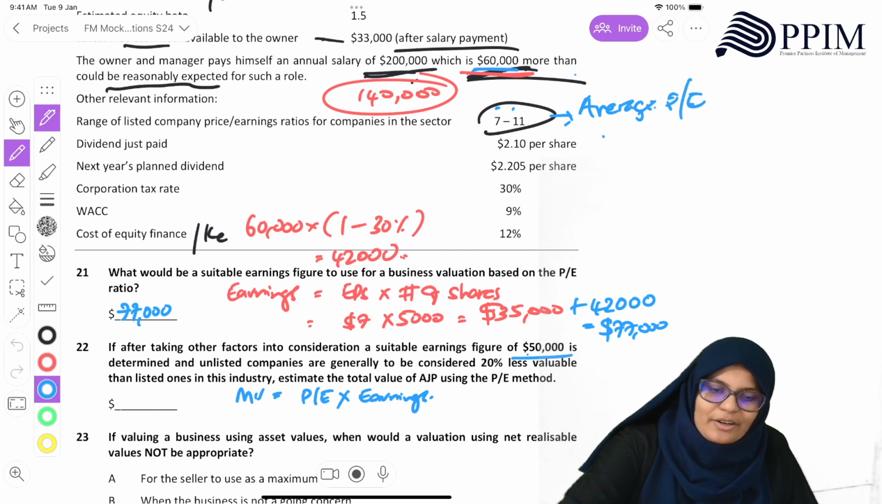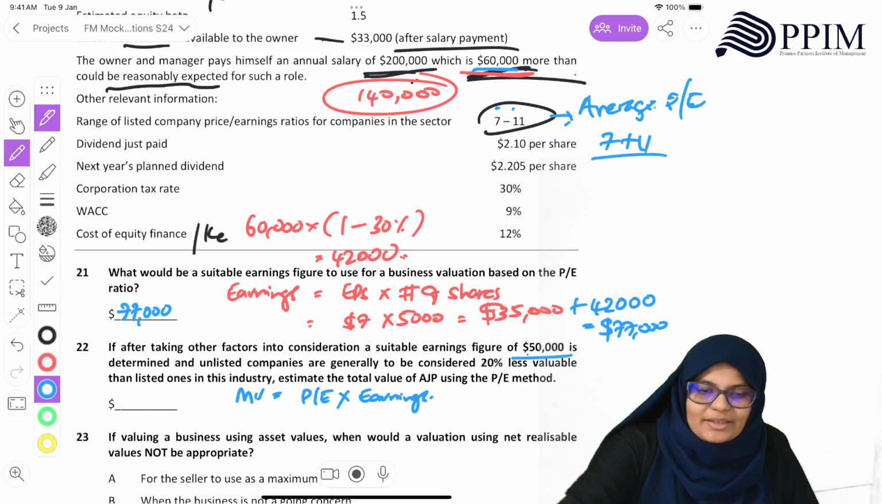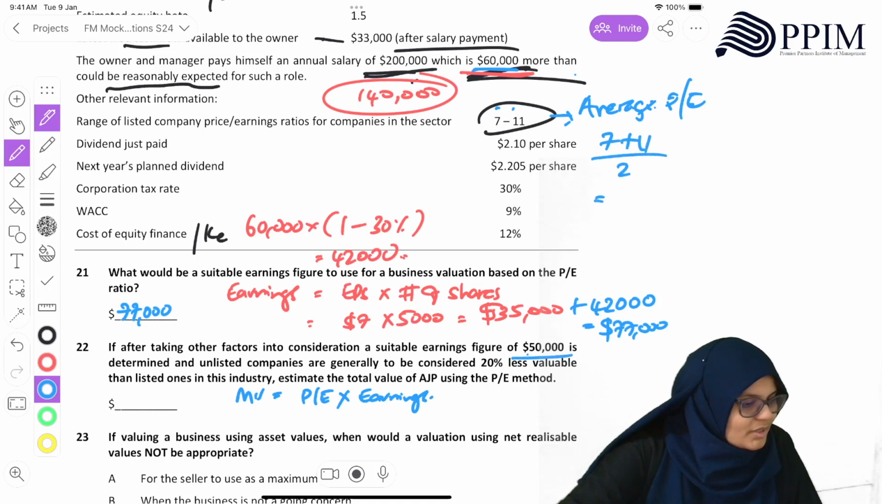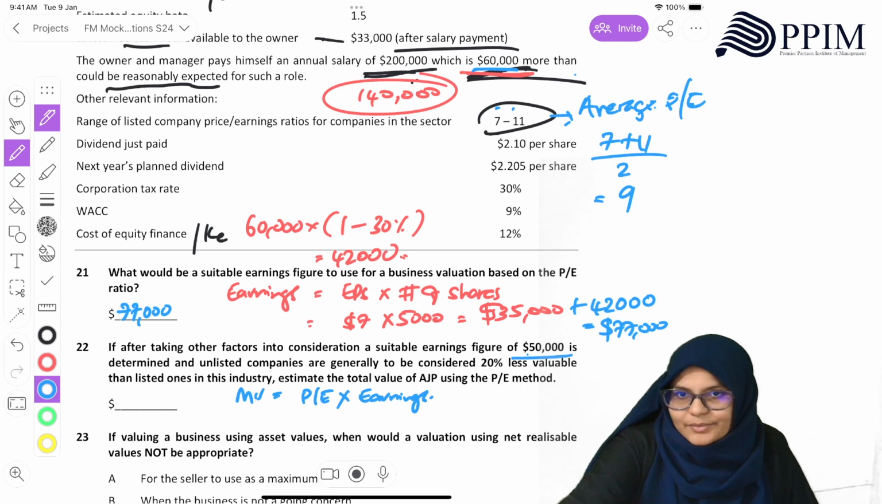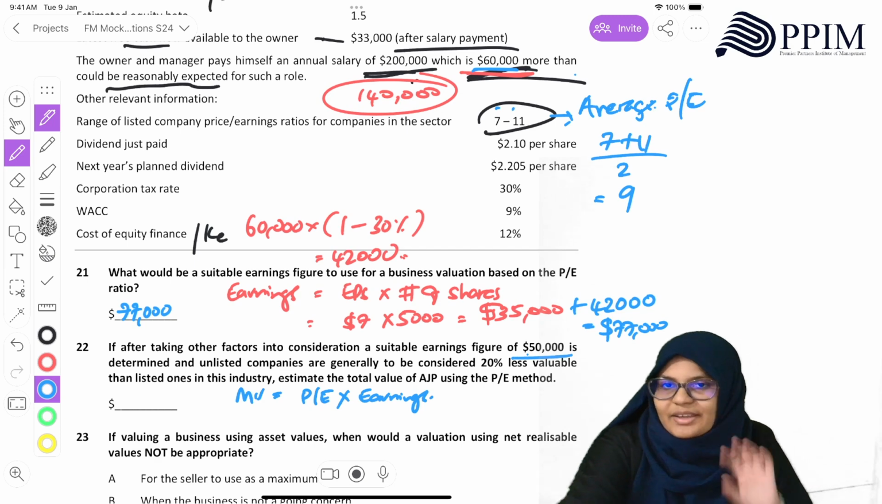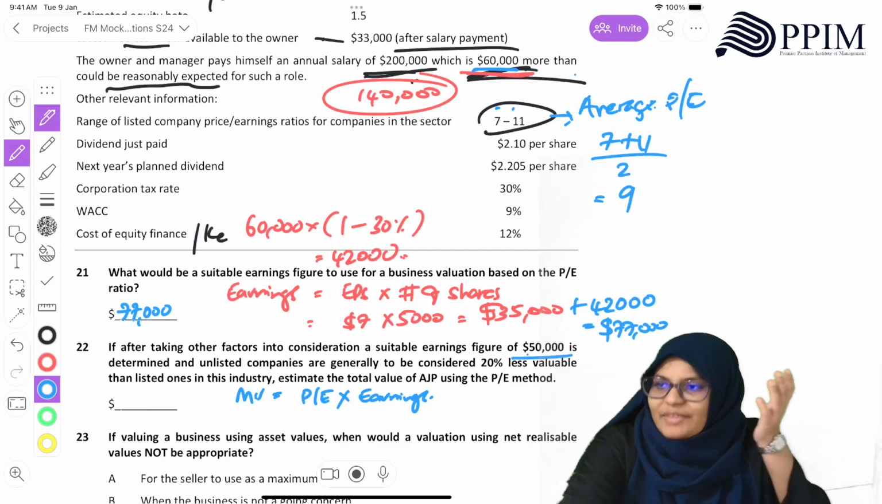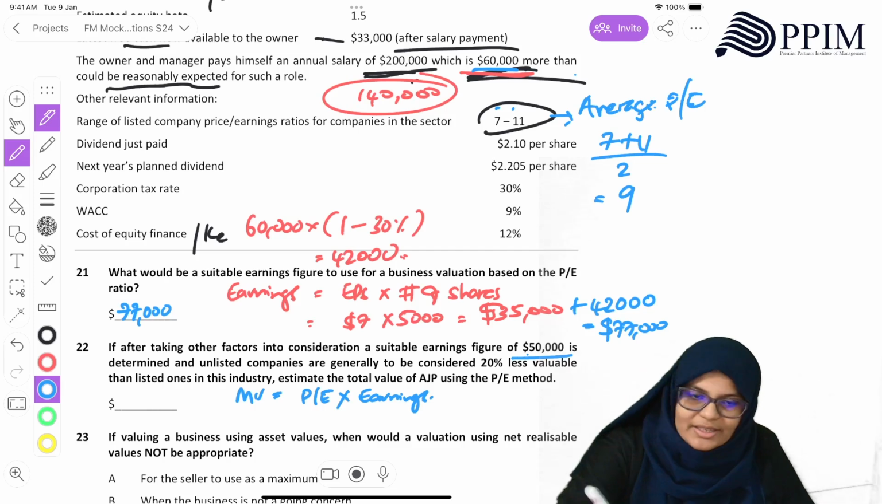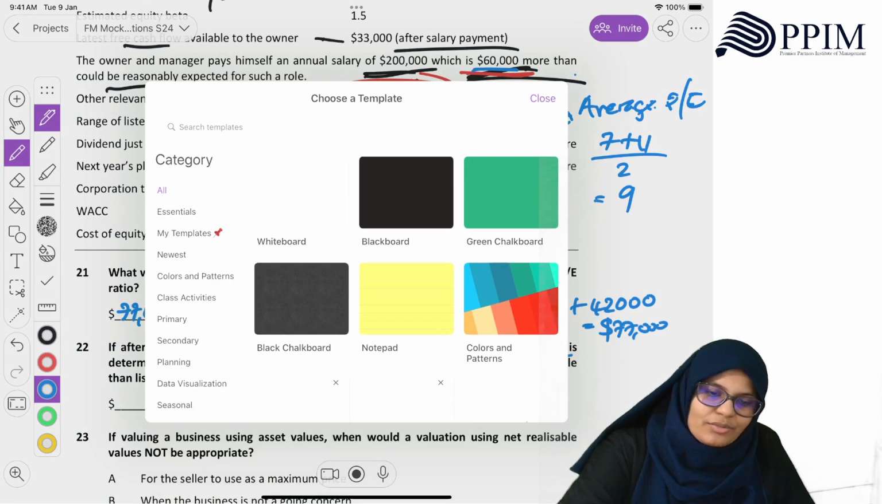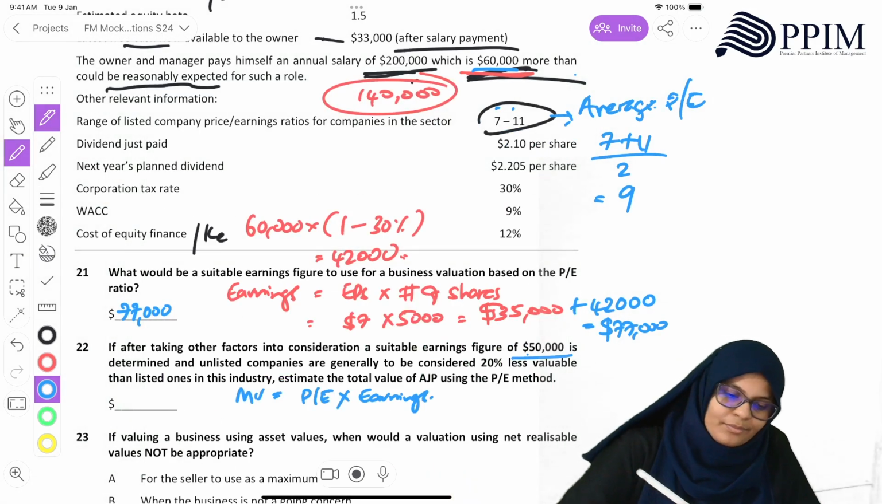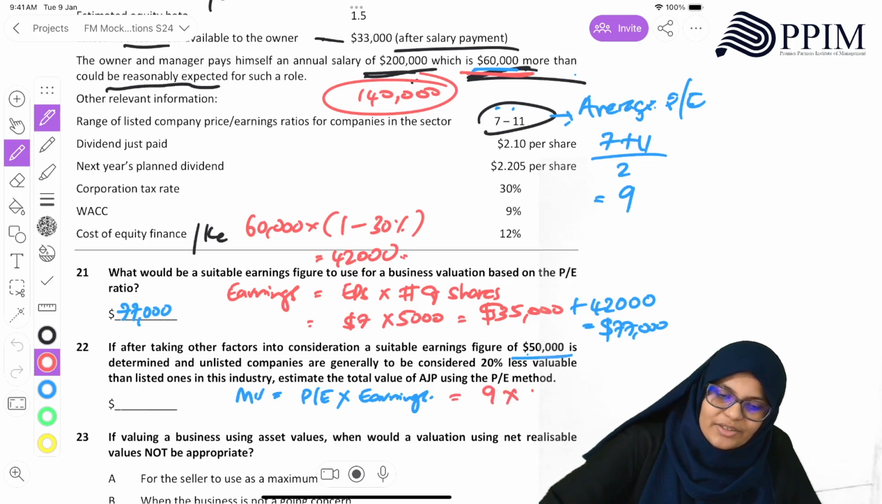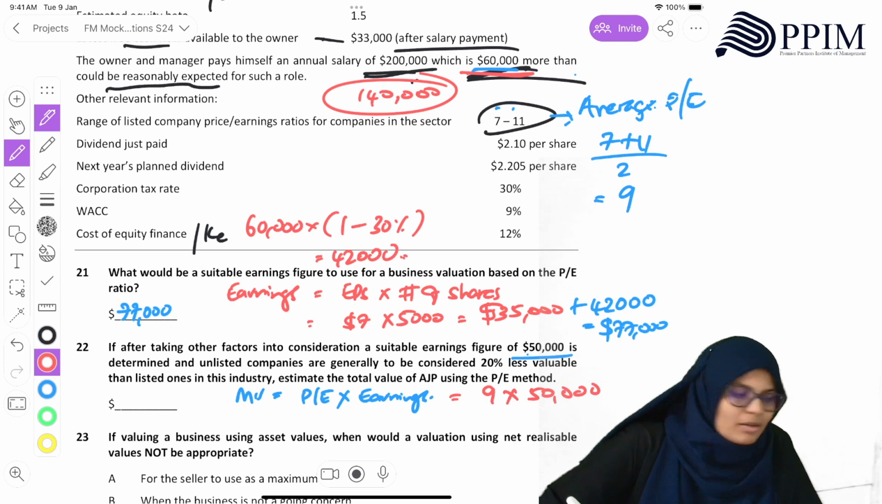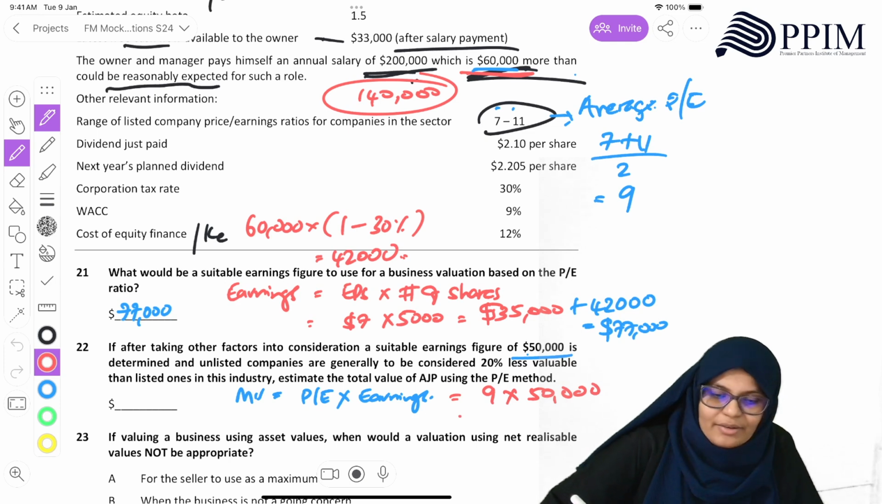Okay, so just a matter of taking 7 plus 11, dividing that by 2. So that will be 9. If they have given you 9 directly, use it. If they give you a range, then take the average, right? So the PE ratio will be 9. So market value will be 9 into the earnings figure, which is 50,000, which is 450,000.